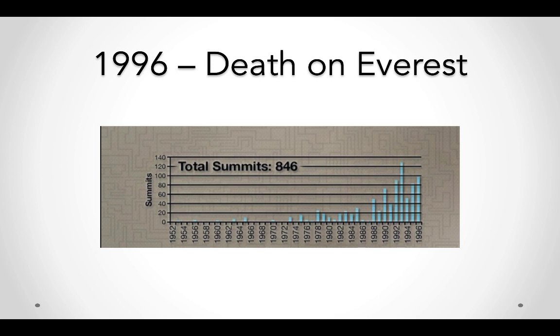Now, this is the number of summits starting from 1953, when Sir Edmund Hillary first climbed Mount Everest, going through the decades up to 1996, when this event happens. One thing you have to notice is that we have a lot of people getting to the summit in the 90s, not as many in the 80s. Climbing a mountain is very weather dependent. If the weather lets you, you can go. If it doesn't, you cannot. So in the 80s, not that many people were able to climb because the weather wasn't cooperating. In the 90s was a different story.